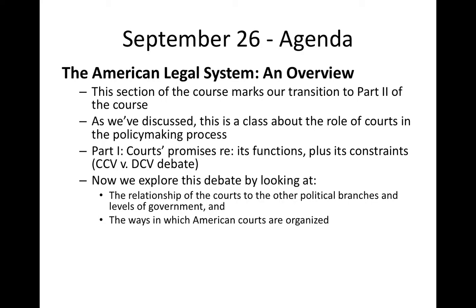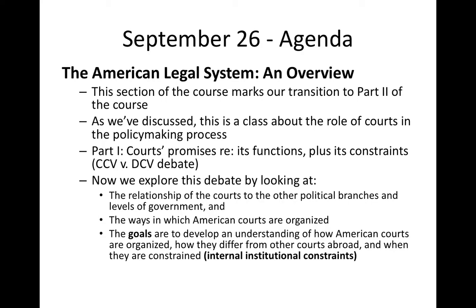putting meat on the bones of the institutional constraints, which the CCV versus DCV talks about. And we do this by talking about the ways in which the courts are organized. And so our goal here is to develop an understanding of how American courts are organized, how they differ from other courts abroad, and when they are constrained. So we'll be talking mostly about internal institutional constraints today, but we'll be touching on external institutional constraints as well.